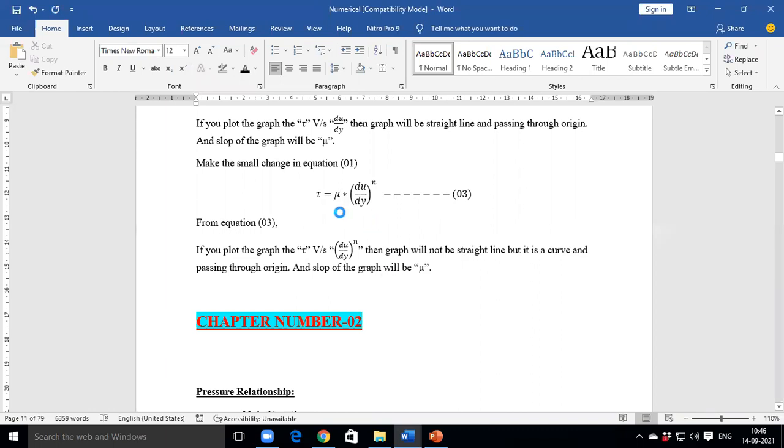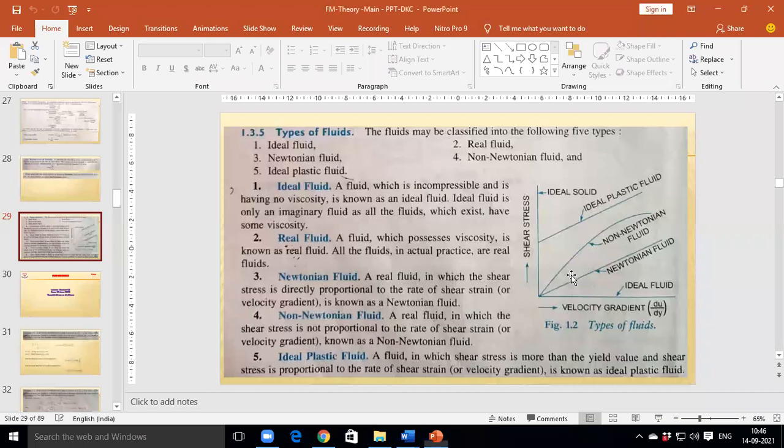If we plot the graph of tau versus du by dy, then the graph will not be a straight line, but a curve, passing through the origin, with the slope being the viscosity of that fluid, mu. Understood this graph? In this graph, the fluid is non-Newtonian. It means that shear stress is not directly proportional to velocity gradient.